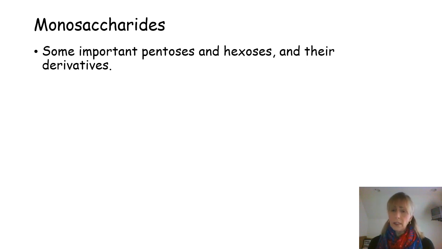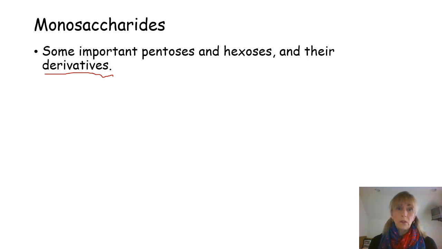So with all of this information, let's take a look at some of the important pentoses and hexoses and their derivatives. We've heard this term before when we talked about carboxylic acids, carboxylic acid derivatives. Esters were carboxylic acid derivatives. Amides were carboxylic acid derivatives. In other words, they were made from a carboxylic acid. So monosaccharide derivatives means they're going to be made from a monosaccharide.